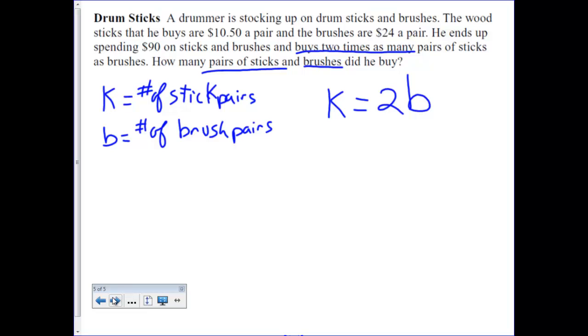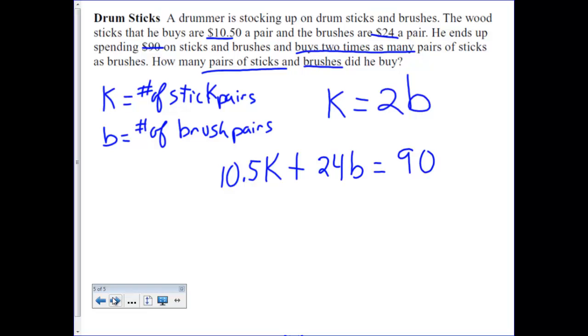The next equation is going to come from the cost of the brushes, sticks, and how much he spends total. Well, it tells us that the sticks cost $10.50 each. Well, the sticks are k, so $10.50 times k plus the cost of the brushes, which is 24 times b, ends up equaling a total of $90. So there's your 2 equations.